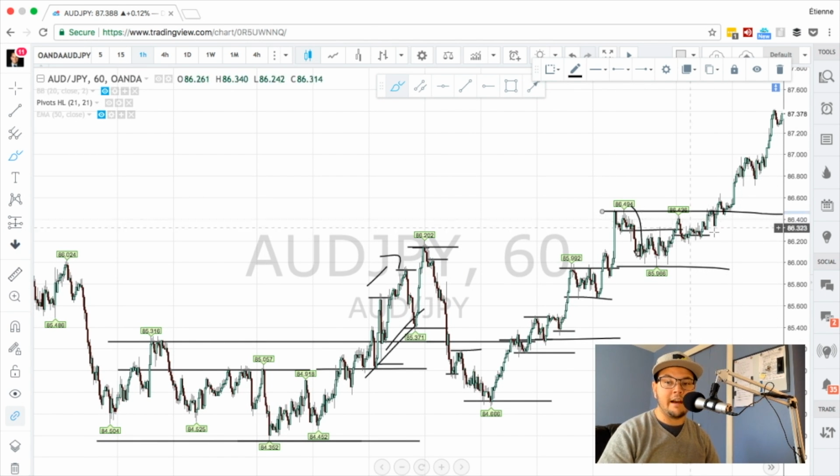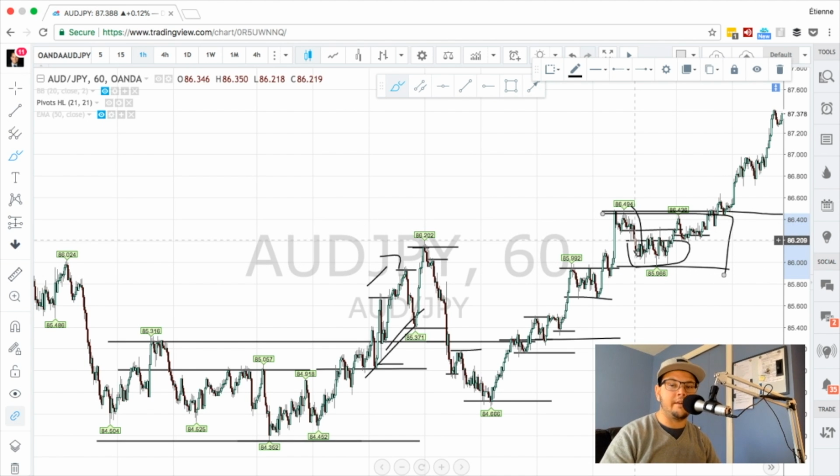Break above these highs, still an uptrend. Depending on how you are looking at this, you might see the consolidation as being only this, or you might see it as being this right here. And there's no good answer. It's just how you see it.